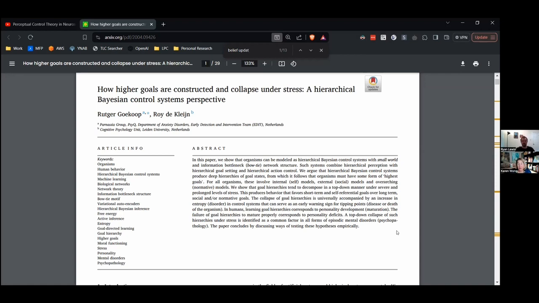So a top-down collapse of such hierarchies under stress is identified as a common factor in all forms of episodic mental disorders. Yeah, now I think I understand the paper. And it's framed, you know, he needed to get it published in a paper, so he had to frame it in one context.